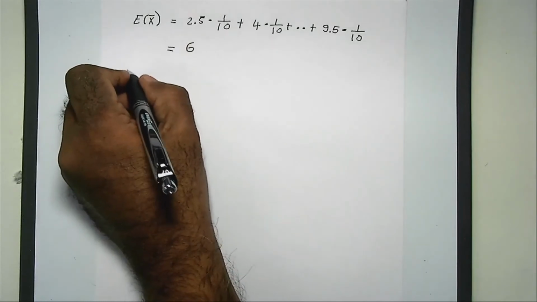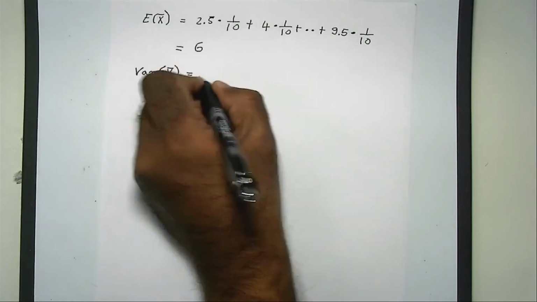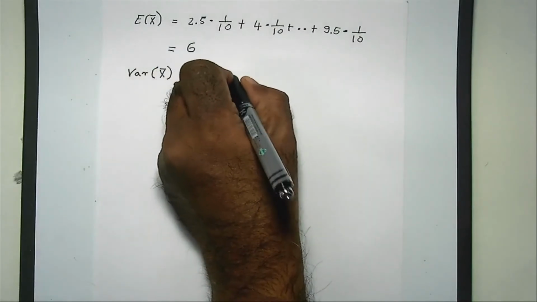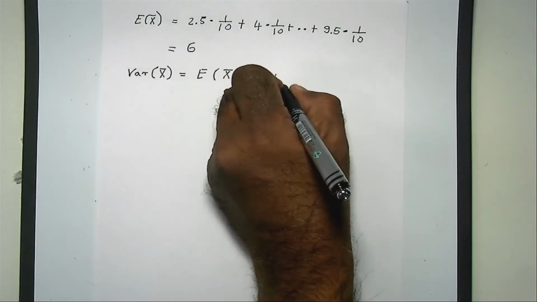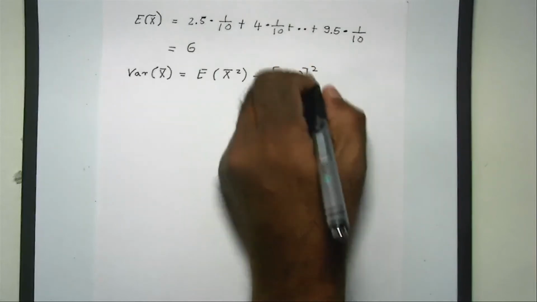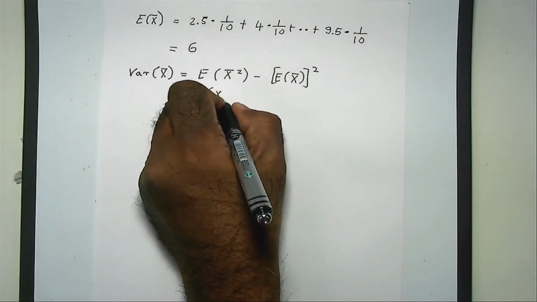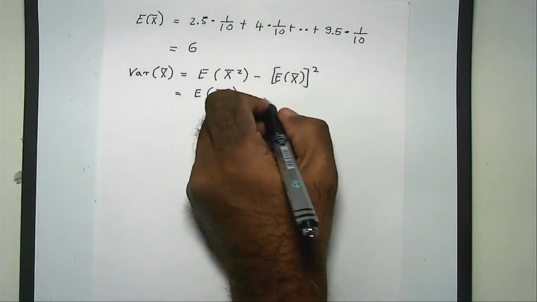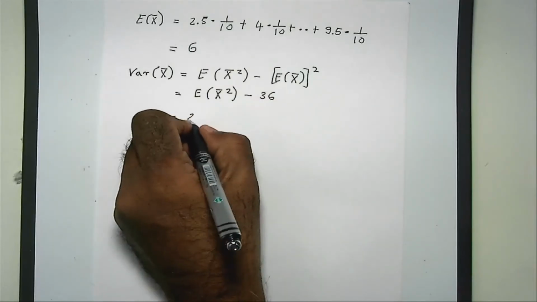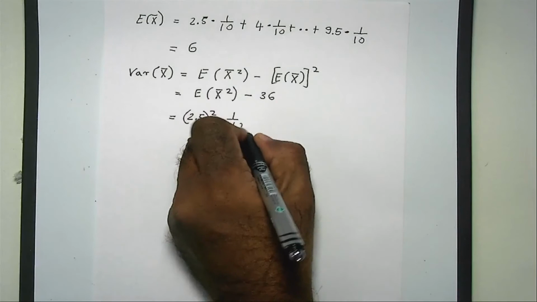And to find the variance, use this formula. So this is going to be the expectation of X bar squared minus 6 squared, which is 36. To find this, you use the same approach: you square the numbers in the table and multiply with the probabilities.